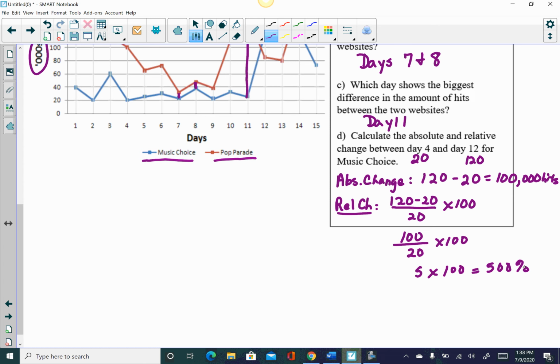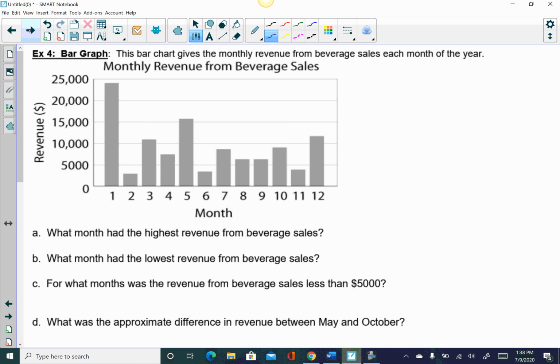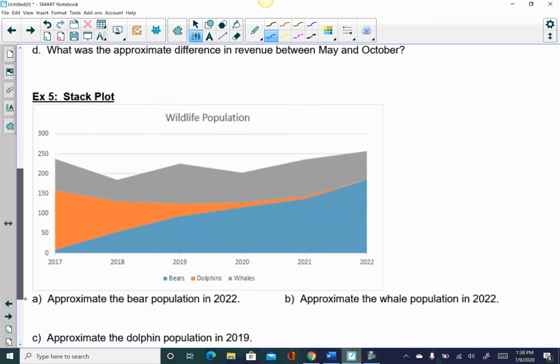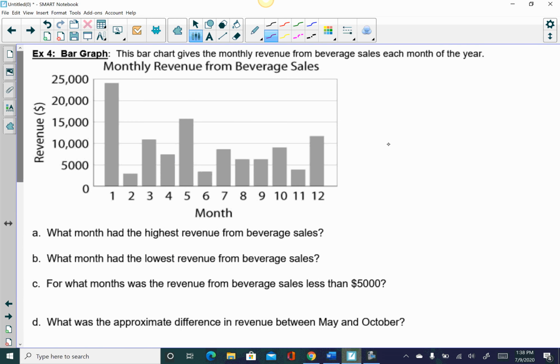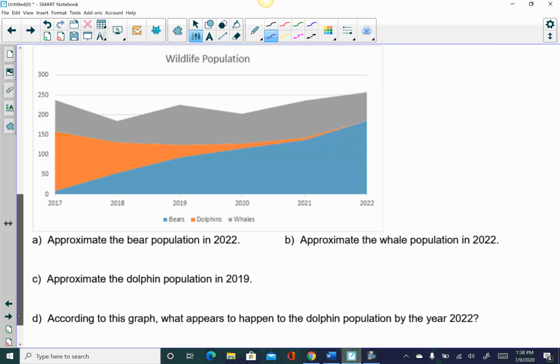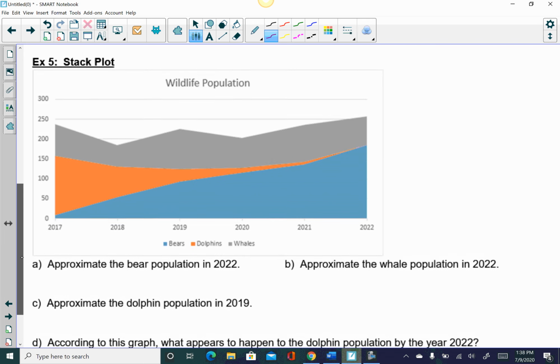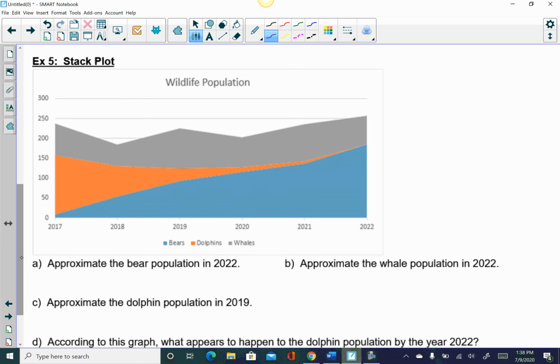All right, I'm going to scroll on over then to the last page. I think that the bar graph at the top should be fairly straightforward. We'll scoot on down then to the stack plot. Generally in these two sections, this type of graph is the one that folks usually have not been exposed to before. As I said, it's referred to as a stack plot.